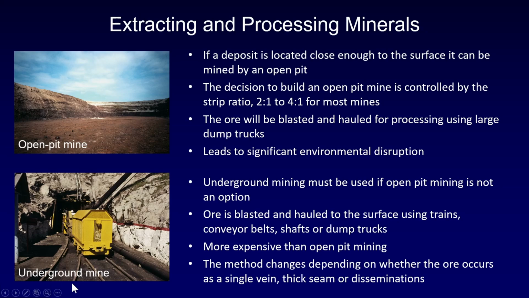If your mineralization occurs as just a single vein, you're just going to follow that vein. If it occurs as a disseminated style of mineralization, you're going to try and take everything, because anything that can have mineralization in it is going to be worth taking. And so in the case of a single vein, you're going to be very selective in your mining process. Whereas in the case of disseminated mineralization, you're going to go for a bulk mining process. You're just going to take everything. So the style of underground mining you're going to use is going to be controlled by the style of mineralization.